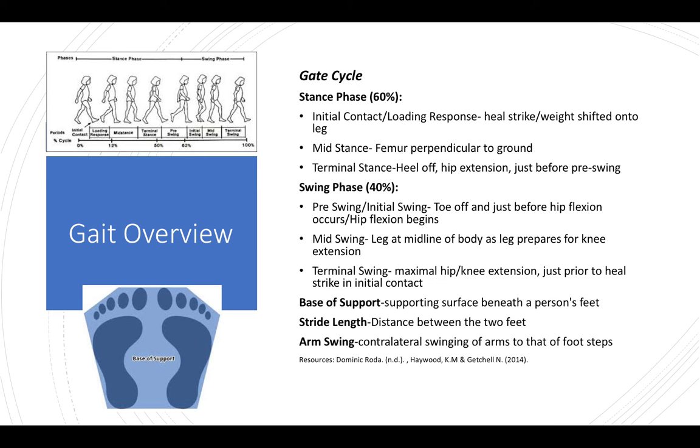So just kind of an overview of what the gait is, in particular the gait cycle. With the gait cycle we see first there's the stance phase, as well as the swing phase. The stance phase accounts for about 60% of the total gait cycle, whereas the swing phase accounts for about 40%.